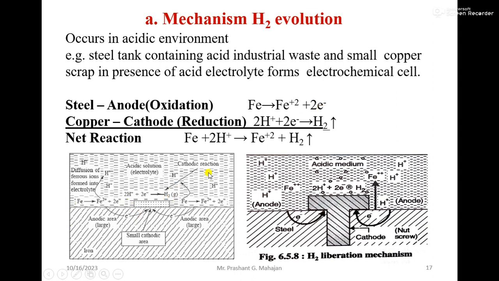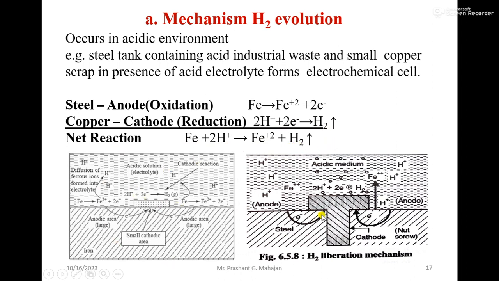Copper has H+ or acidic hydrogen, so that will take 2 electrons. So H+ combines with 2 electrons to give H2. So H2 is liberated or evolved. That's why it is called the hydrogen evolution mechanism. So the net reaction is Fe + 2H+ giving Fe2+ + H2. So this is one example of a galvanic cell.